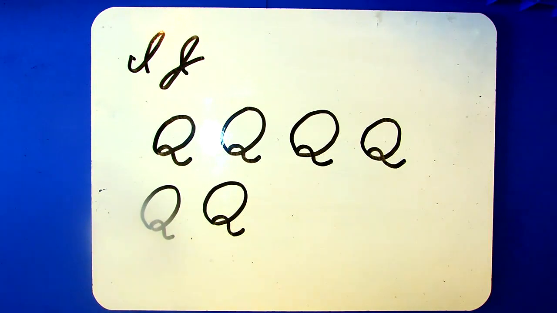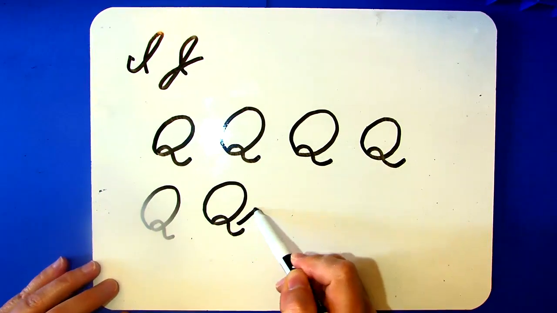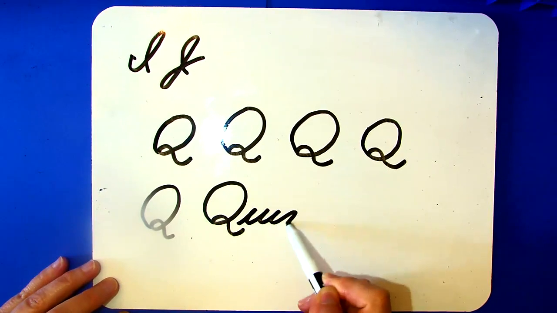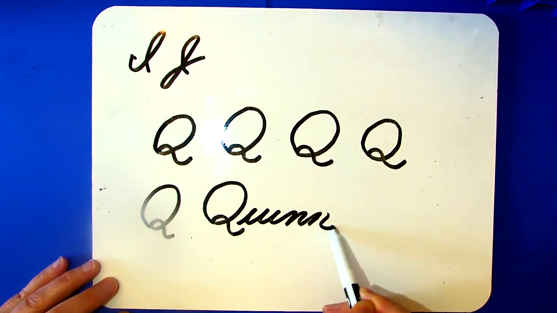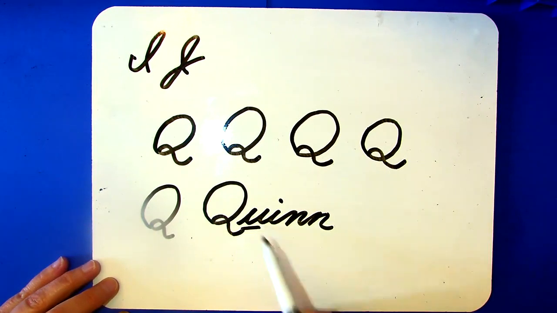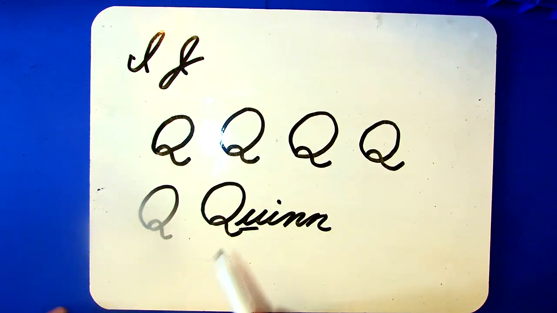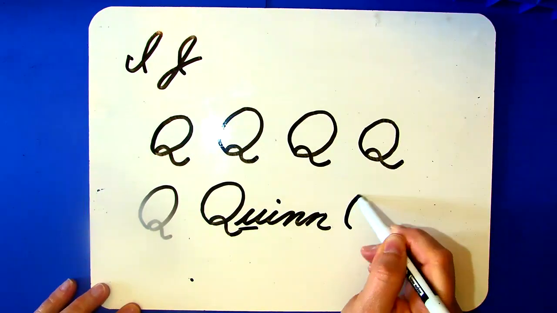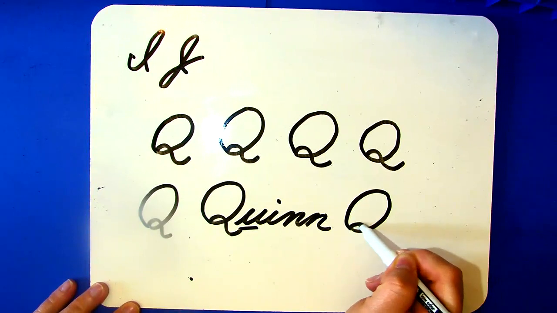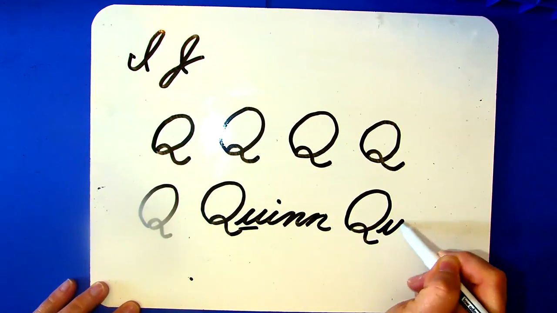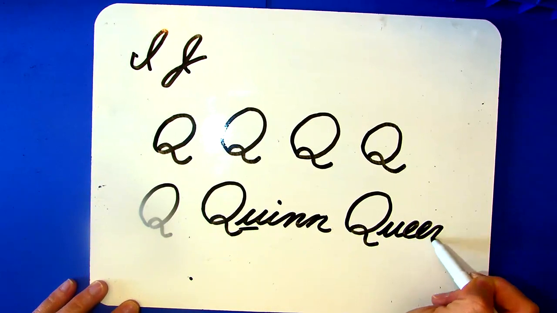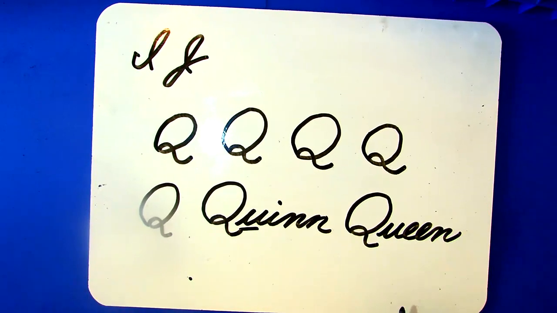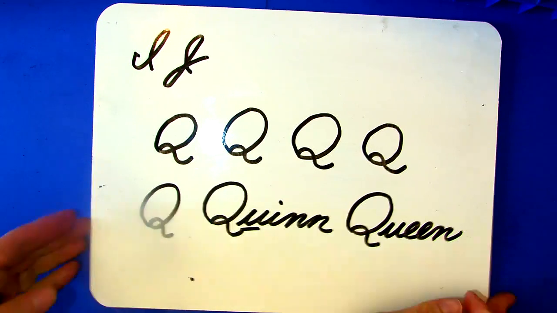Not too many words that I can think of start with capital Q, but some names do. So here's one. Quinn is a name. And as you already know, most words that have a Q have a U following. If we were going to write Queen Elizabeth, we would write an up and over curve, give it a loop on the inside, dip it under, U-E-N. That is your uppercase Q.